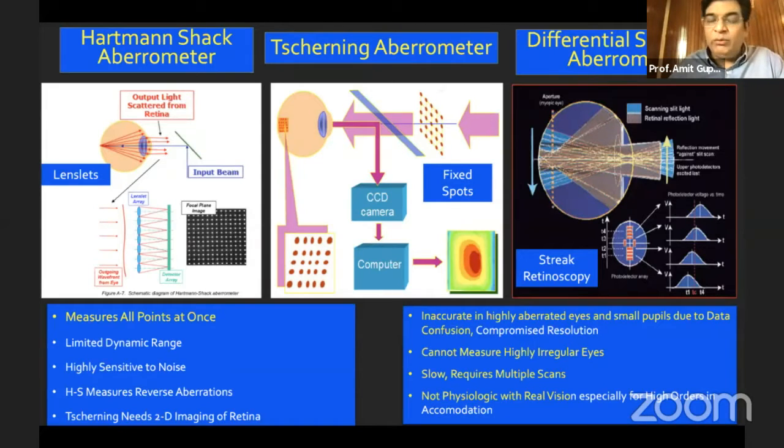They measure all the points at once, so there's a crossover effect where some points can cross over. They are highly sensitive to noise. They're slow and require multiple scans, but more importantly, they cannot measure accurately in highly irregular or highly aberrated eyes. There's data confusion, and it's not physiologic with real vision.